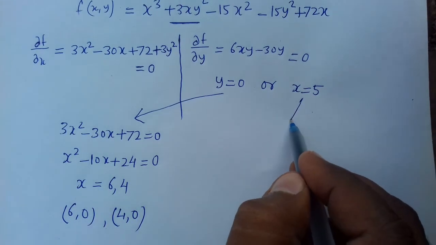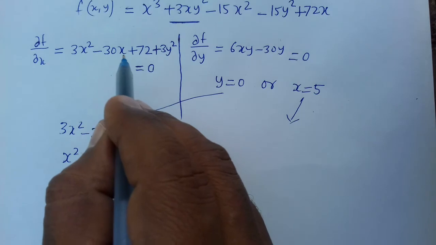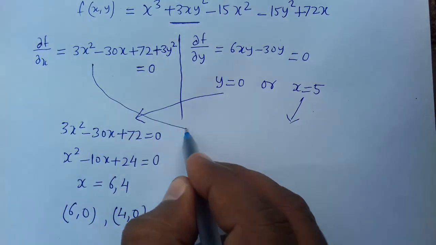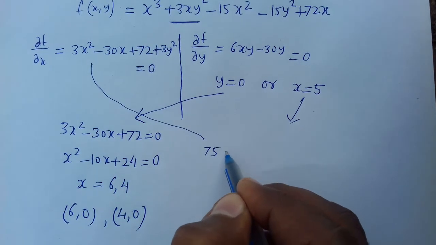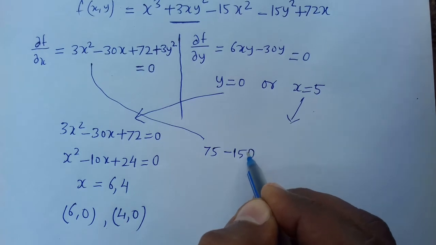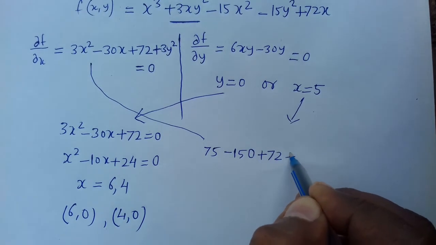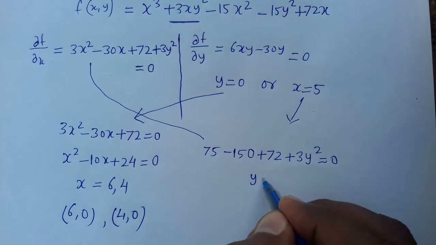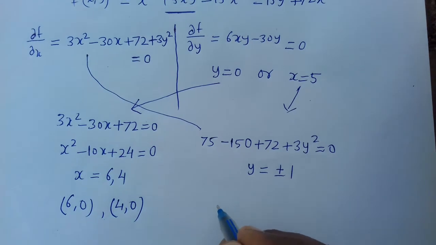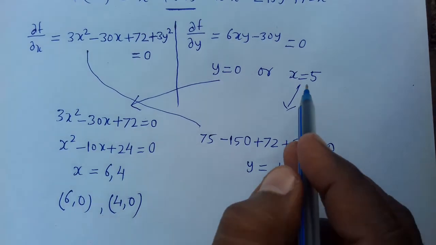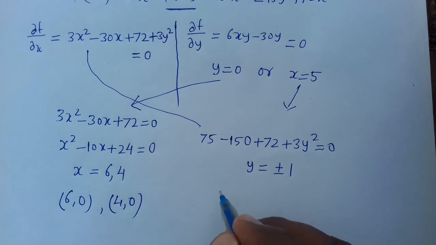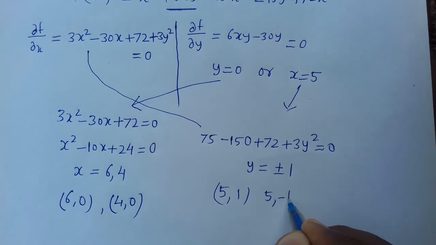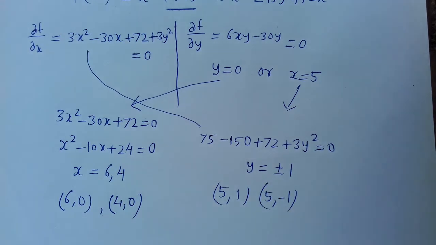Now if we put x equal to 5 in the first equation, this whole thing will be 75 minus 150 plus 72 plus 3y square equals 0. From here we get y equals plus minus 1. You must remember that this y comes using x equal to 5. So two more points: (5, 1) and (5, minus 1). So we got 4 critical points.